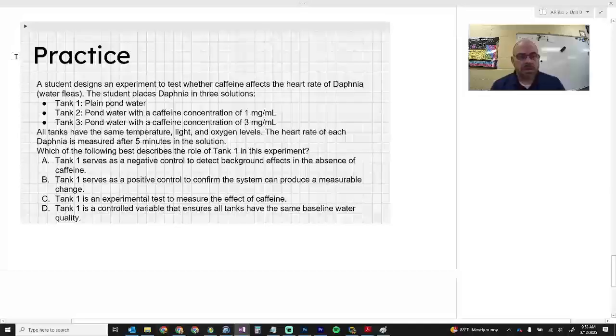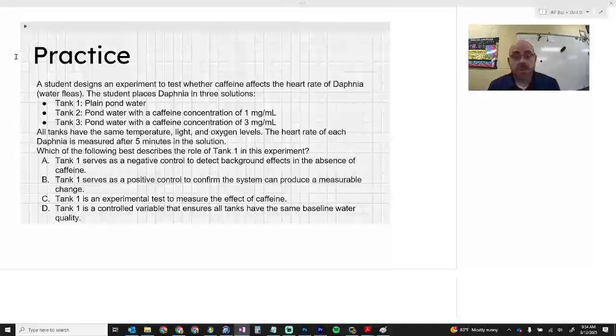A student designs an experiment to test whether caffeine affects the heart rate of Daphnia water fleas. The student places Daphnia in 3 solutions. You have just a plain water pond. You have a plain water pond with 1 milligram of caffeine and another with 3 milligrams of caffeine. All tanks have the same temperature, light, and oxygen levels. The heart rate of each Daphnia is measured after 5 minutes in the solution. Which of the following best describes the role of tank 1 in this experiment?